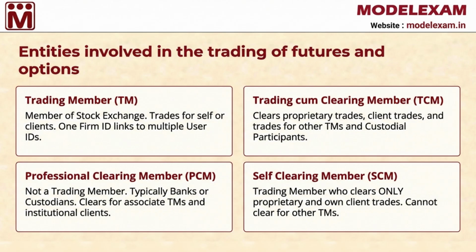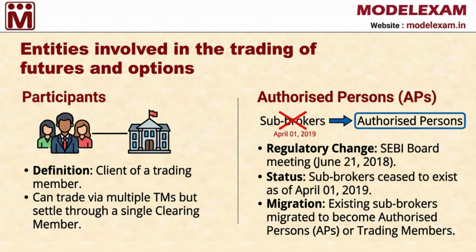Now, let us meet the different players involved in the trading of futures and options. First, we have the trading member, who is a member of the stock exchange and trades for themselves or for their clients. Then there is the trading cum clearing member, who can both trade and settle those trades. We also have professional clearing members, which are typically banks that focus only on settling trades for others. Finally, there is the self-clearing member who handles their own trades and their own clients' trades but does not settle for other trading members. Beyond these members, we have the participants, which is the name for clients who trade through these members.